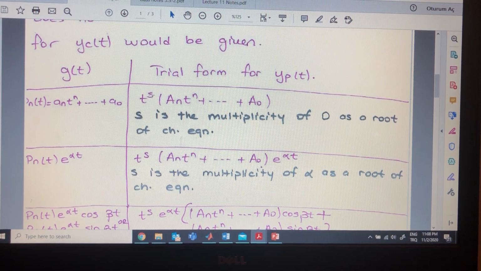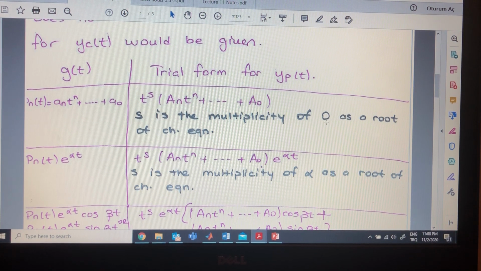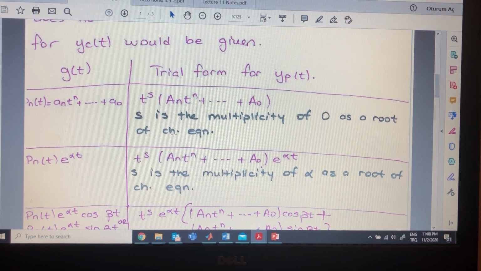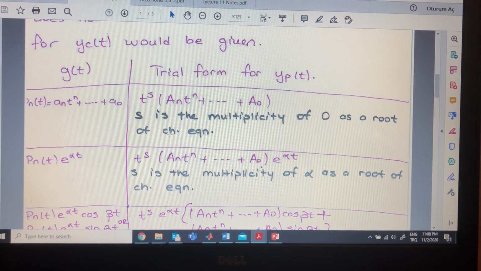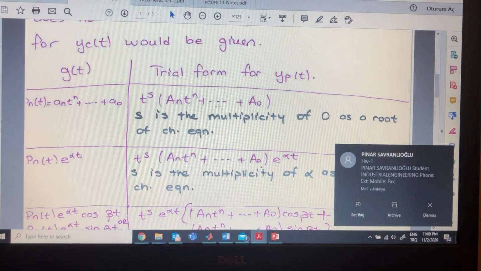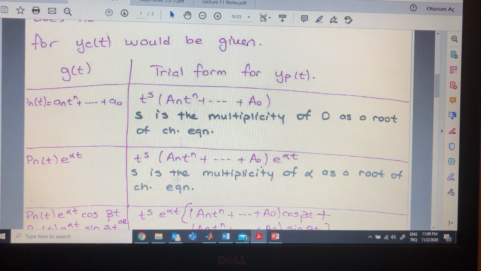And s is how many times 0 is coming as a root of the characteristic equation. So as a first step, you need to solve the homogeneous part. And when you are solving the homogeneous part, you need to write the characteristic equation first. Remember that we did it in the last class. From the roots of this characteristic equation, you are going to be looking for 0. If it has 0 as a root once, your s is going to be 1. If it has 0 twice, your s is going to be 2. If there is no 0 as a root, your s is going to be 0.